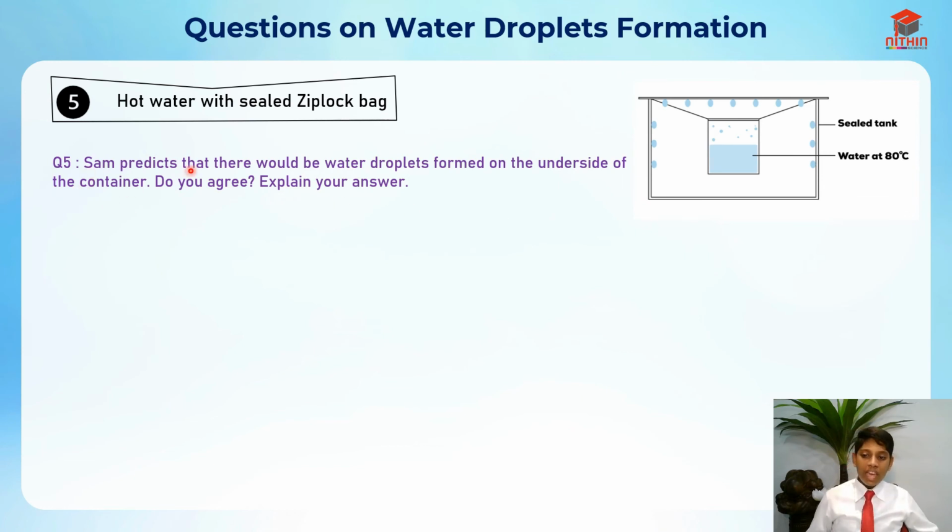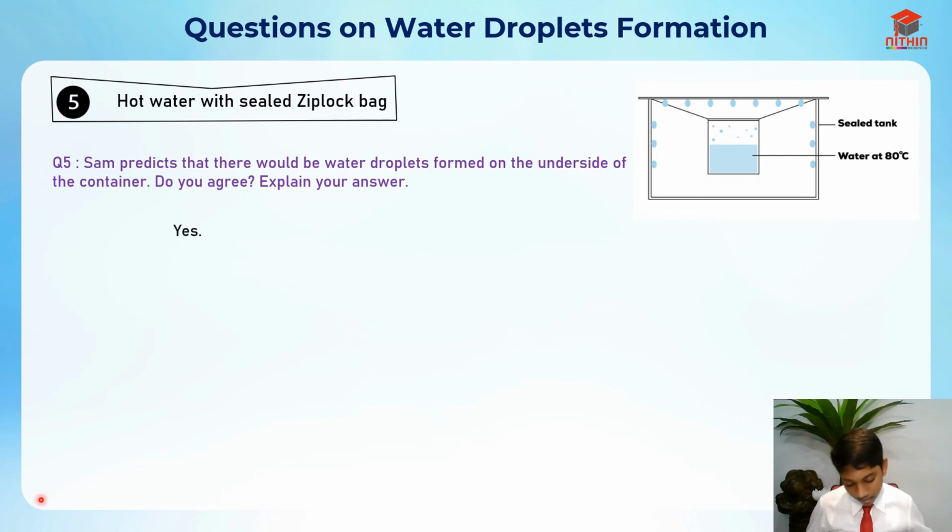Sam actually predicts that there will be water droplets form on the underside of the container, like this over here. He predicts it. So you have to explain, do you agree? This is a sealed tank and this is a sealed Ziploc bag. Our answer would actually be yes.